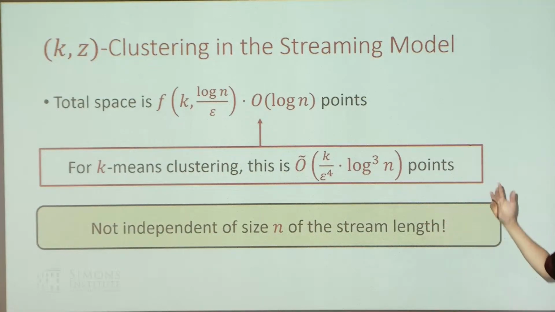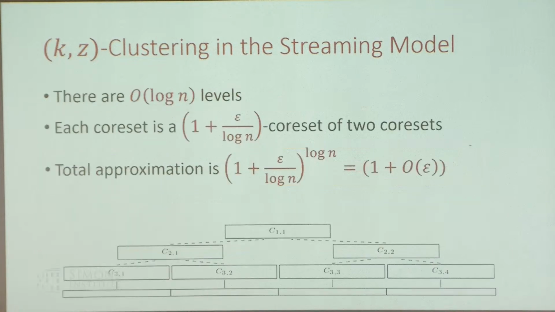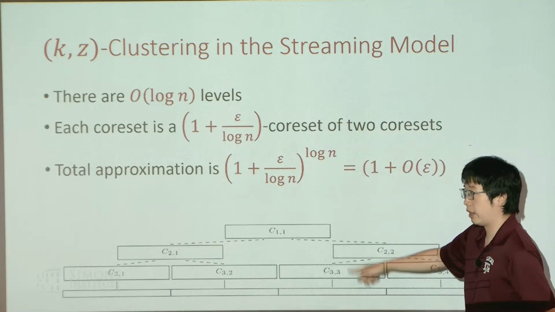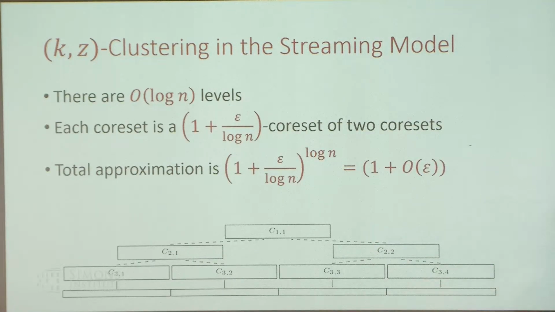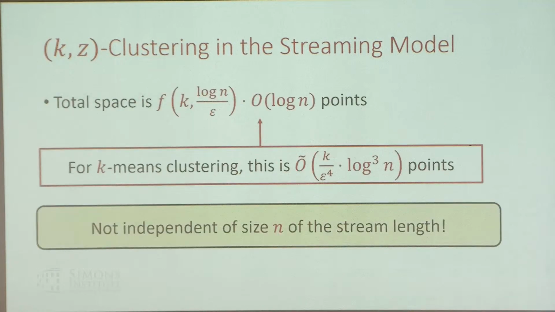Okay. You pay a little for your approximation. You pay 2 log n factors for your approximation, and then you pay another log n factor for how many core sets you need to maintain for the height of the tree. All right, so the key point is this is not independent of the size n of the stream length. But it'll give us some insight on what to do next. Okay, so this is merge and reduce.